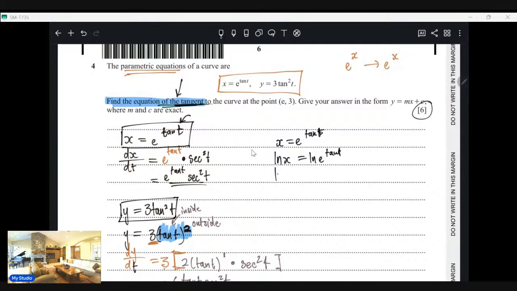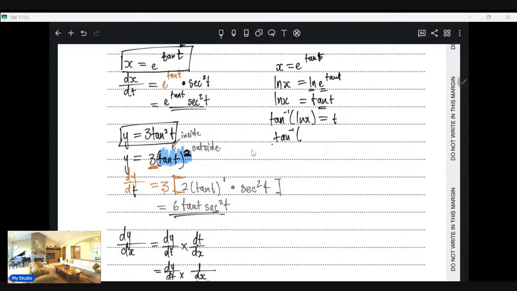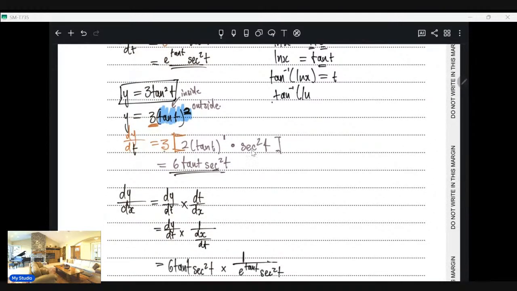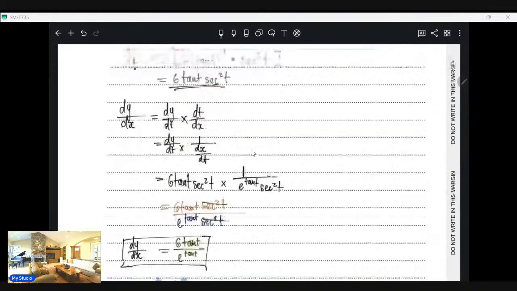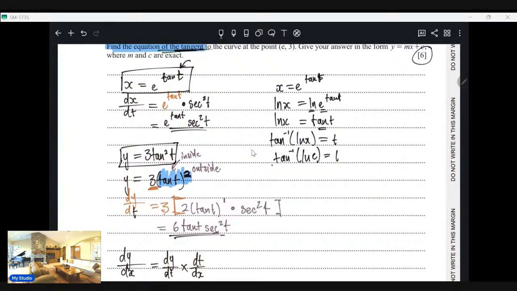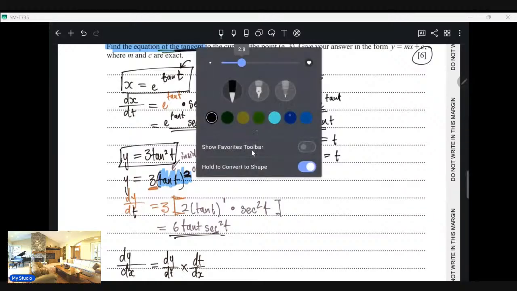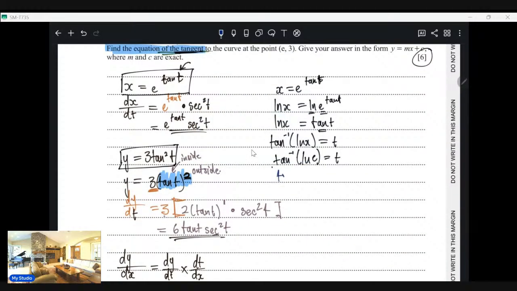ln x is equal to ln e to the tan t. Ln of e, the thing just goes, so ln x will be tan t, because ln and e cancel. So tan t comes down. Then you take tan to the other side. So you say tan inverse of ln x is t, because tan goes to the other side to be tan inverse. So you can now say tan inverse of ln x, which is ln of e, because x is e, is equal to t. Are we together? This becomes tan inverse of ln e. Put it in your calculator, tell me what you get.